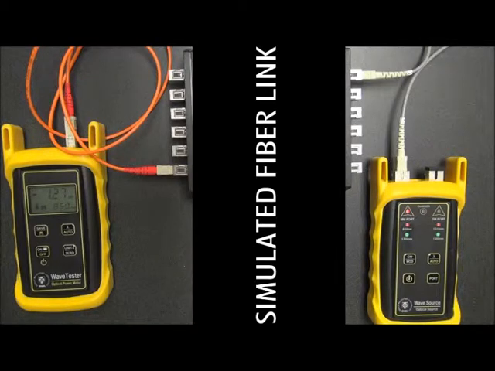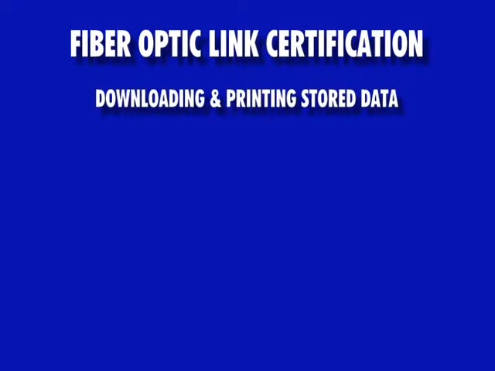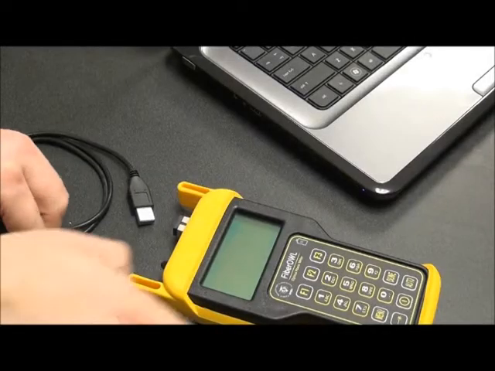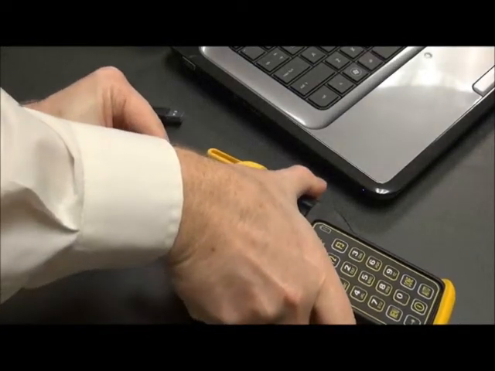So the next step in the procedure is to take the WaveTester to a PC and download the test results to produce a certification report. Once data has been stored in the optical power meter, test results can be downloaded to a PC to produce a certification test report. First, install the USB driver and OWL Reporter software from the supplied CD or a USB flash drive. Connect the power meter to the PC using the supplied USB cable.